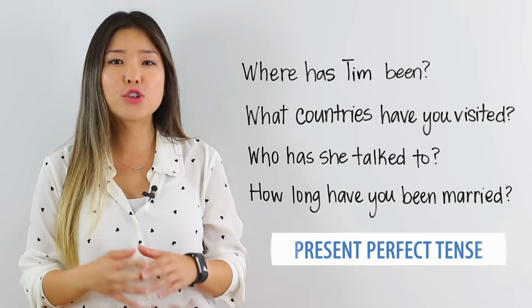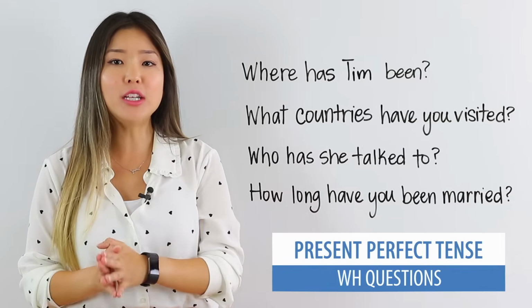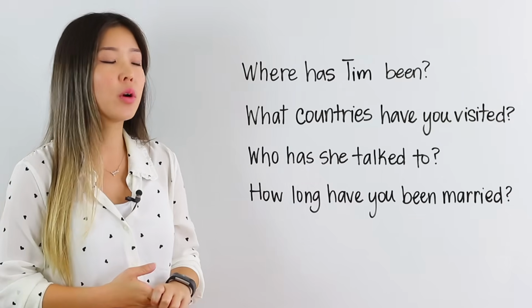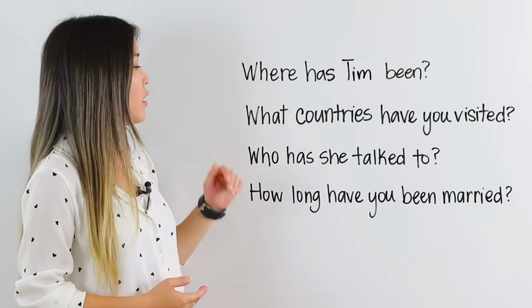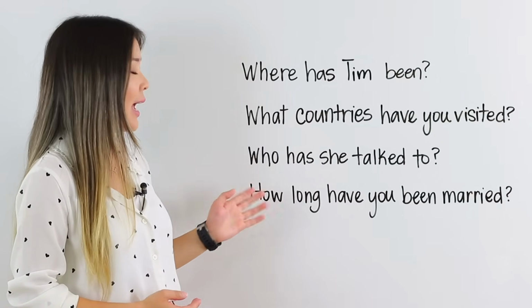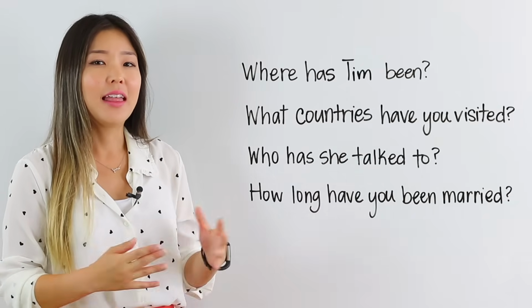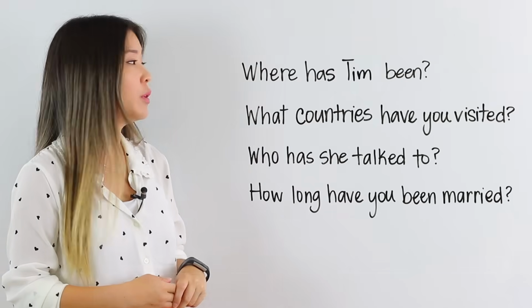Now, I'll briefly introduce how to ask WH questions in the present perfect tense. Take a look at the board. I have where, what, who, and how. These go at the beginning of the question. Let's take a look at the first example.